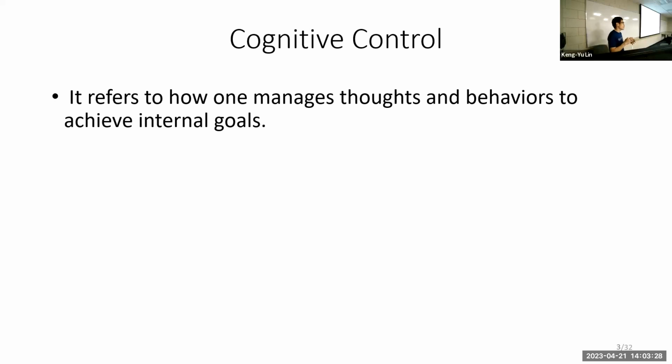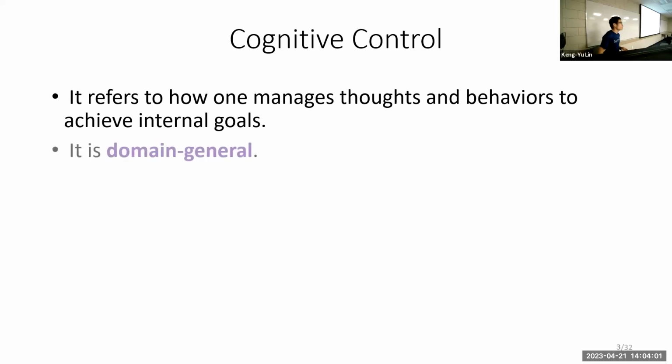So imagine that you are working in your office, and now it's lunchtime, and you are hungry. Your internal goal is to find something to eat because you are hungry. And what's your behavior? You might need to open the door and leave the office to go find a restaurant or anything to eat. So cognitive control comes into play to manage your thoughts and behavior. Your thought is finding something to eat, and your behavior is leaving the office.